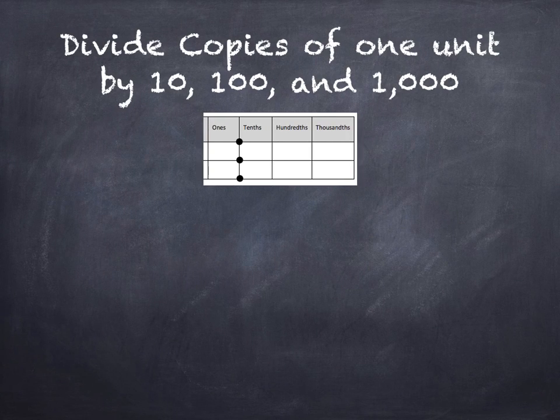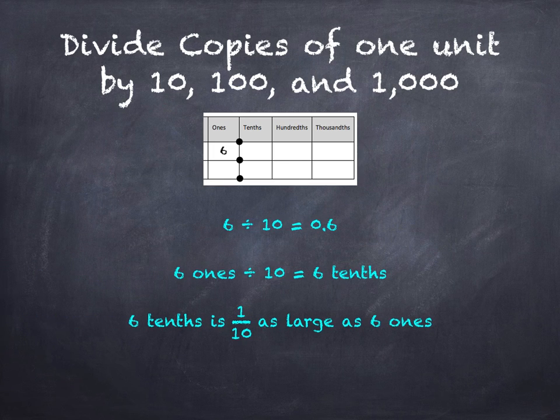What happens if we divide copies of 1 unit by 10, 100, and 1,000? So let's look. What if we start with 6 ones? So I put the 6 in the ones place. If we divide that by 10, we know that when we divide by 10, we move that number 1 place to the right. So 6 divided by 10 would give us 6/10. 6 ones divided by 10 equals 6/10. So 6/10 is 1/10 as large as 6 ones. So on our chart, it would look like this. 6 divided by 10 gives us our 6/10.